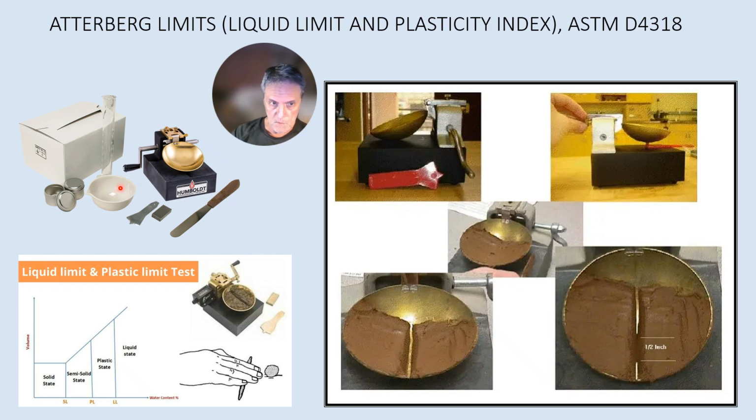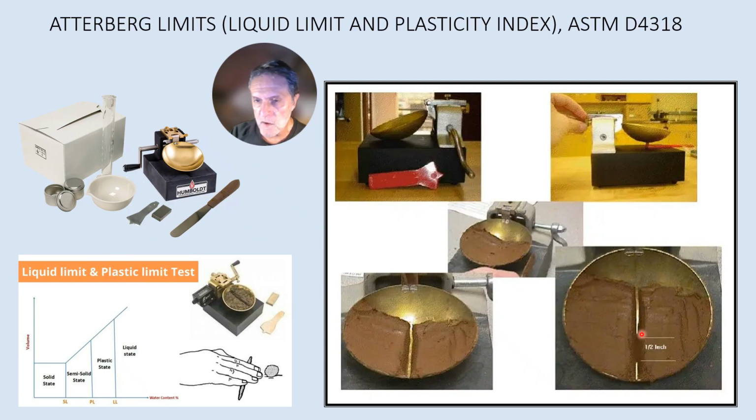So what you do is get a wet sample of that soil, put it into this brass bowl here, as you see here, then crank that bowl. As you turn the crank, the bowl goes up and down, up and down. As you crank it down and it impacts the hard rubber base, it will start to flow. So you have put a groove down the center using a grooving tool. And as you bang it up and down, some amount of soil actually starts to flow into that groove.